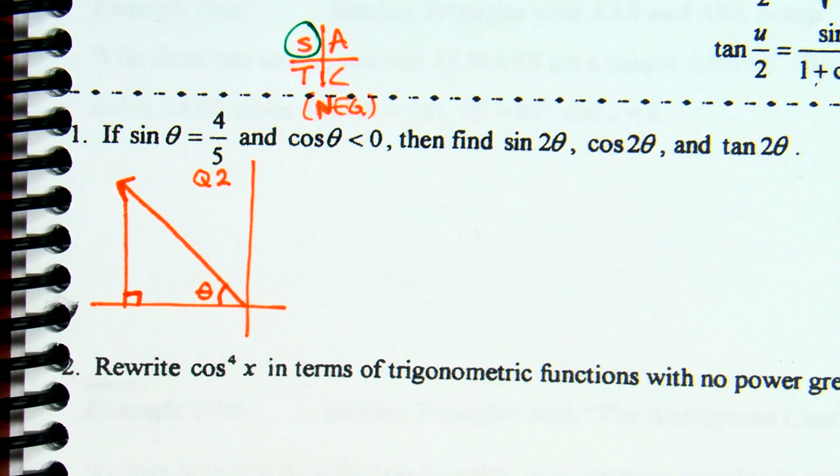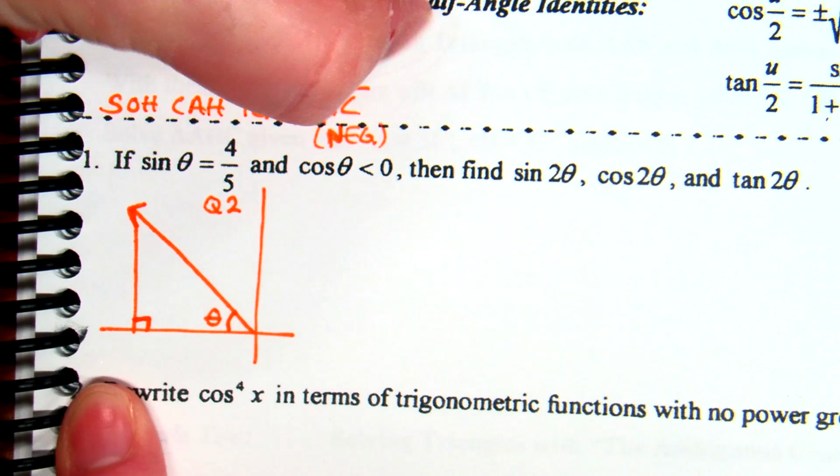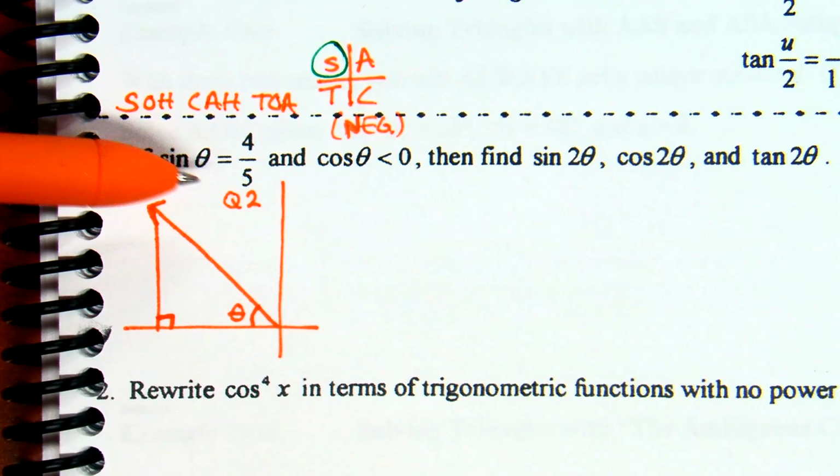Opposite is 4, hypotenuse is 5. Are we ringing some bells here? I'm taking you back to the beginning of chapter 4, which does seem like forever ago. So the phrase you should be thinking, if you're not quite with me: SOHCAHTOA sound familiar? So they gave me sine, so they're telling me opposite is 4, hypotenuse is 5.